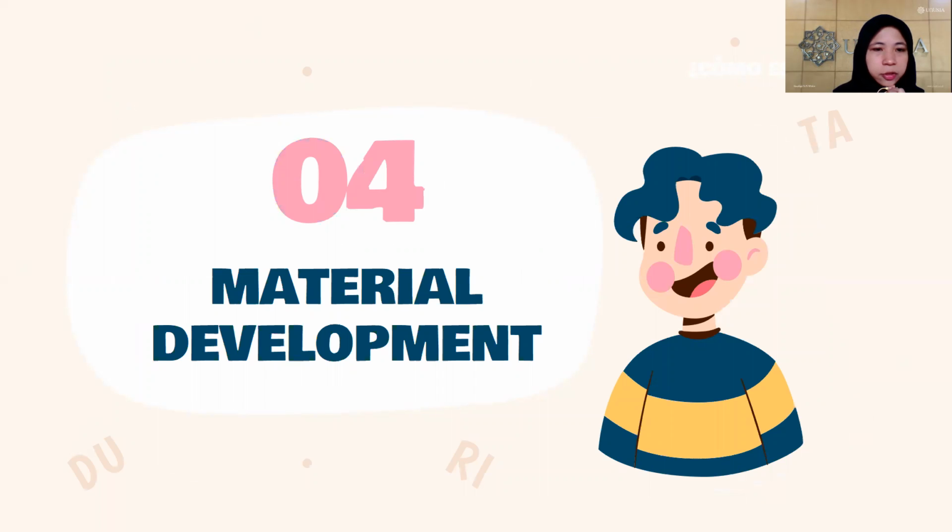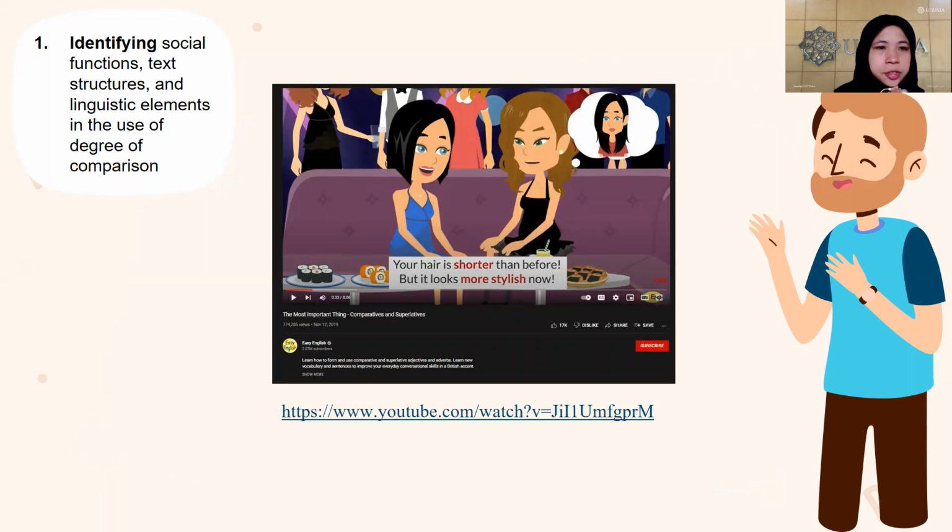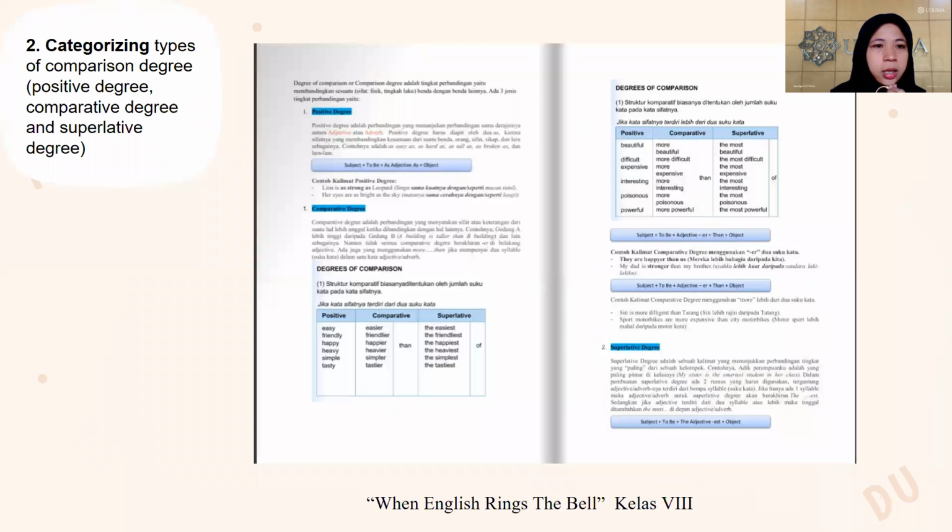And the material development. For the first learning outcome, identifying social function, text structure, and linguistic elements in the use of degree of comparison, I will play a video entitled The Most Important Things from YouTube, and I will ask students to watch and take notes on comparative sentences. So they will identify the sentences that contain comparative degree, and they take notes. After that, I will ask them to describe their notes about the sentences that contain degree of comparison.